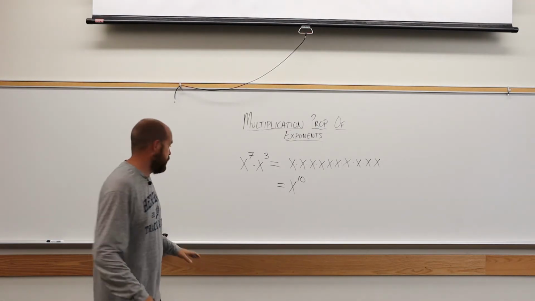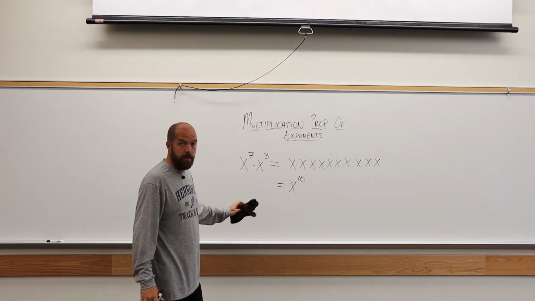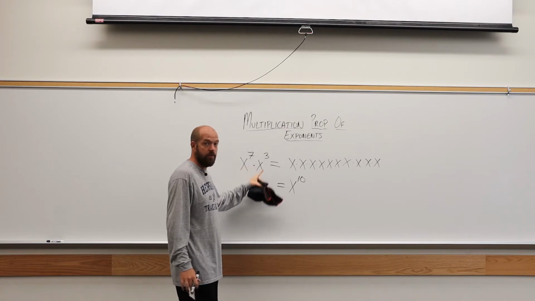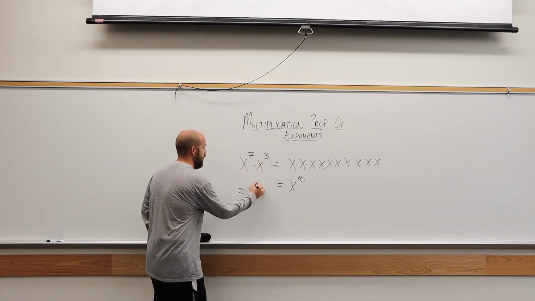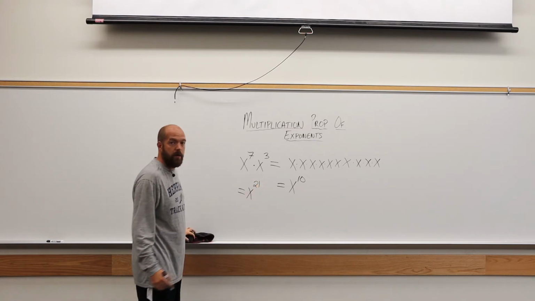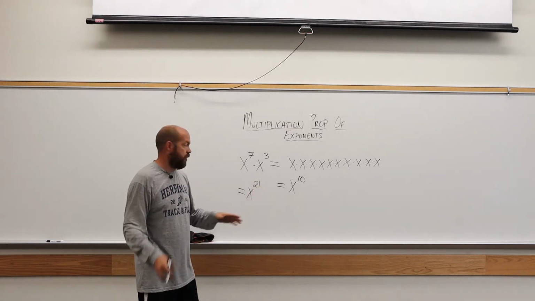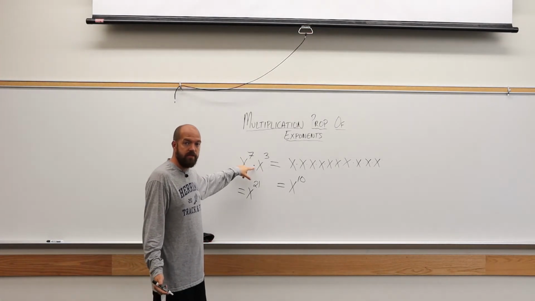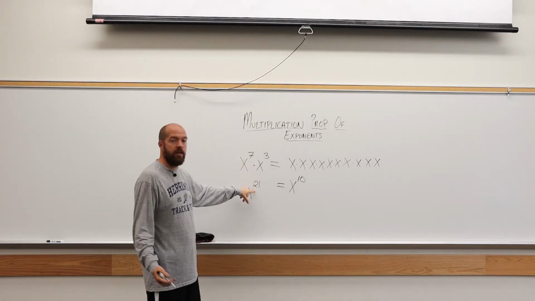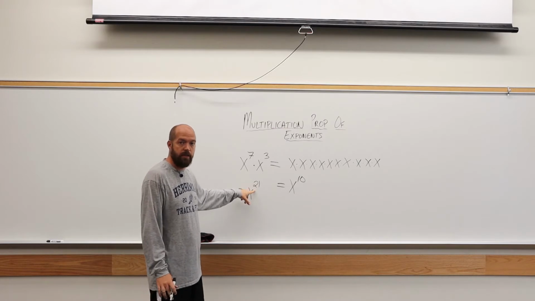Now, you can imagine some different mistakes that people make when they see x to the 7th times x to the 3rd. A lot of times I get people saying, oh, this is x to the 21st power. And it's because their brain is thinking, oh, this is a multiplication problem, so I must have to multiply the 7 and the 3. And think, oh yeah, I've got 21 x's here being multiplied together.